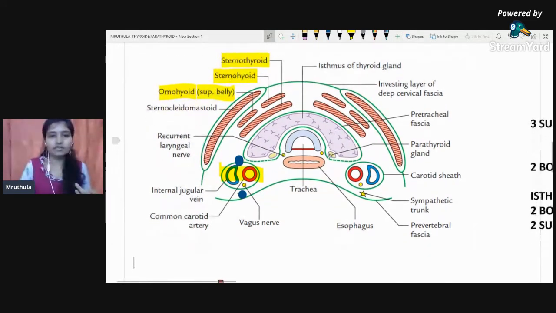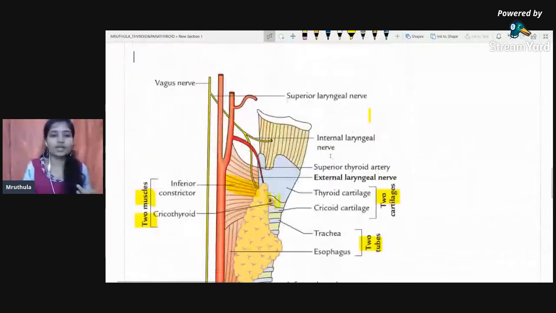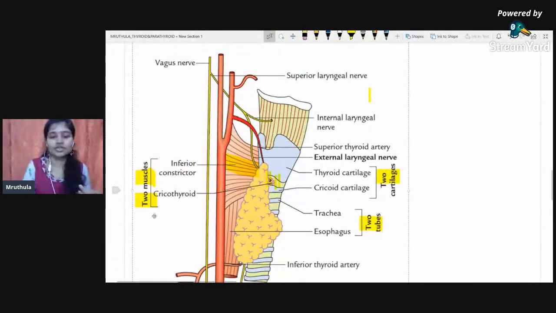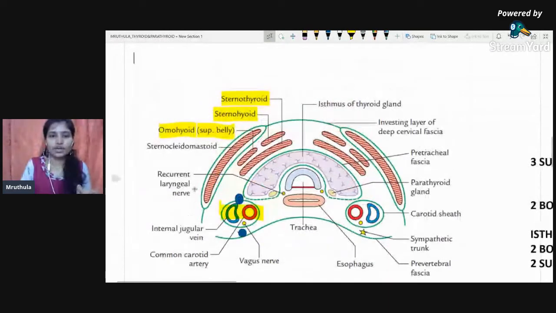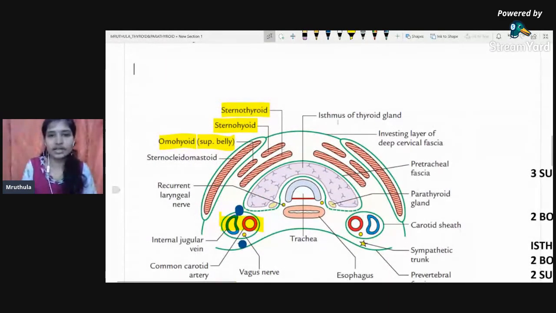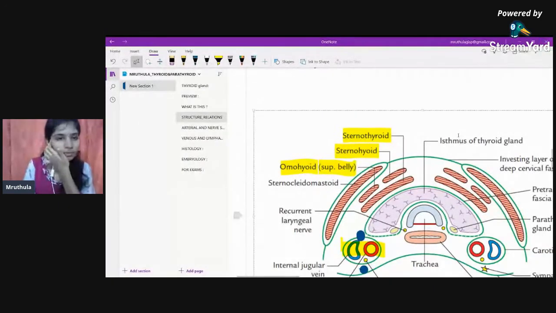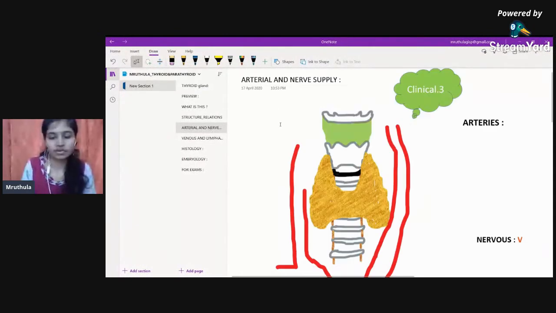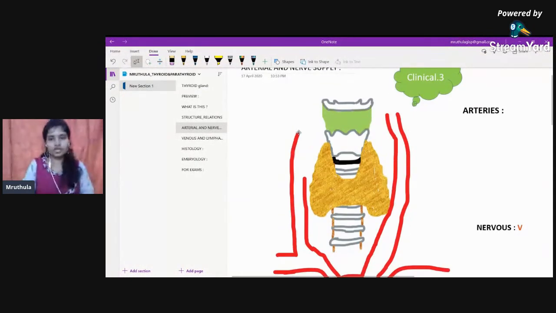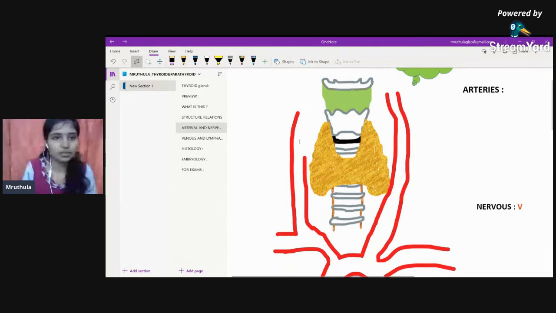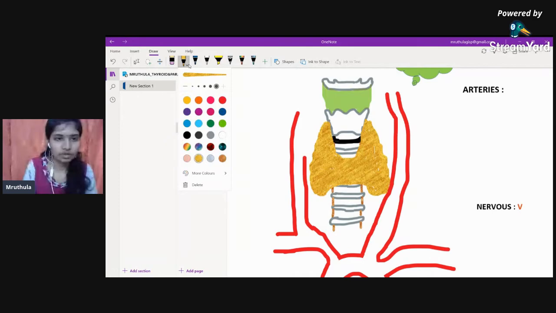The muscles are the inferior constrictor and the cricothyroid. Muscles alone you need to keep in memory; the others you can know now. Till you learn in detail about the muscles, you need to memorize their names. Let us now move on to the arterial and nerve supply. This is an important part, guys, so have good attention now.